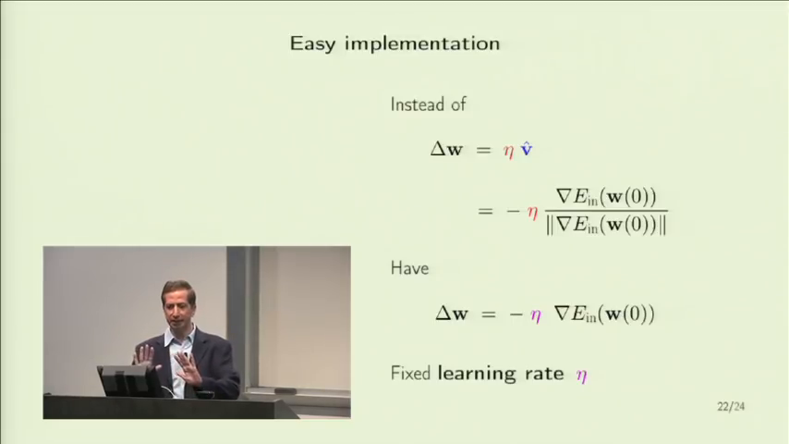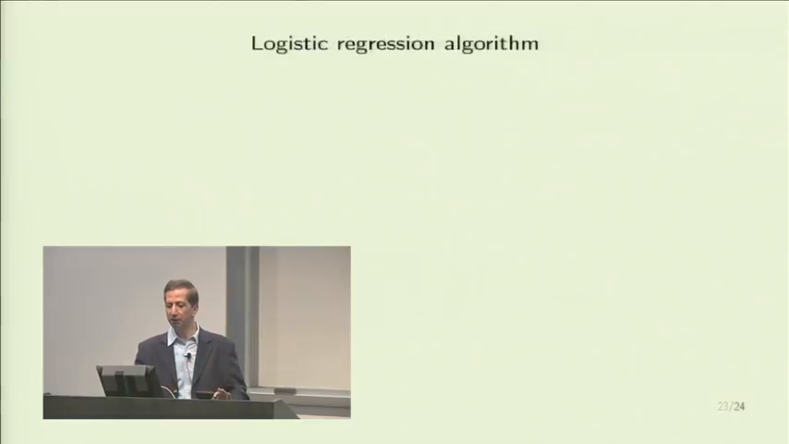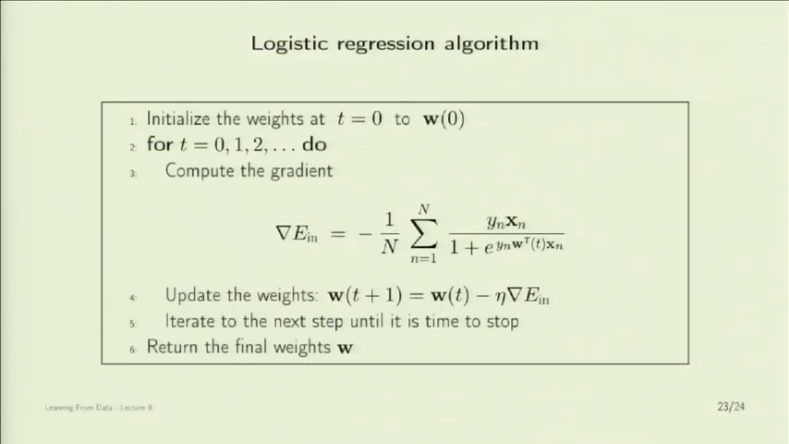That's all I'm going to say about gradient descent for this case. We will go to the more complicated issues when we talk about neural networks next time. So this is how to minimize. And now we have the logistic regression algorithm written in language. You start by initializing at w0, and you iterate for every step. What do you do? You compute the gradient. How do I do that? I have a formula for the in-sample error; all I need to do is differentiate it, which will not be difficult. You can verify it. Then you take the next weight to be the current weight minus your learning rate times the gradient. Then you go to the next iteration until it's time to stop, and then you return the final weight. That is the algorithm.